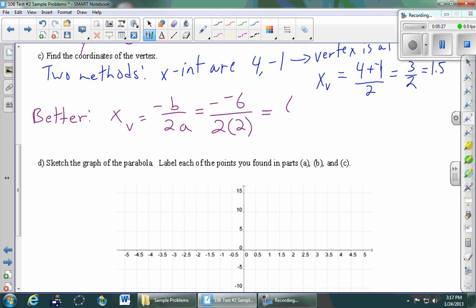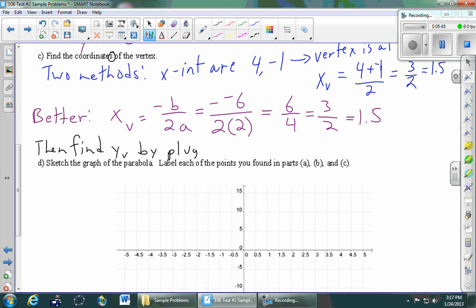2 negatives upstairs make a positive. 6 divided by 4 reduces to the same 3/2 that we got up above. So that's the x-coordinate of the vertex, but we're not done. Notice it says coordinates, plural, so we still need to find the y. And we're going to do that by plugging in x equals 3/2 into the original.